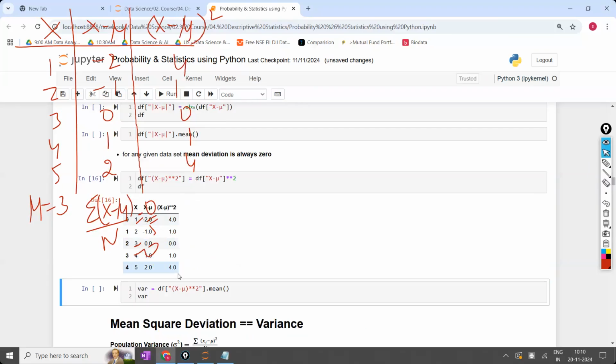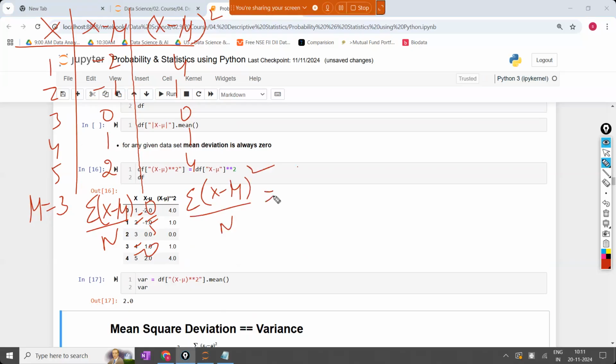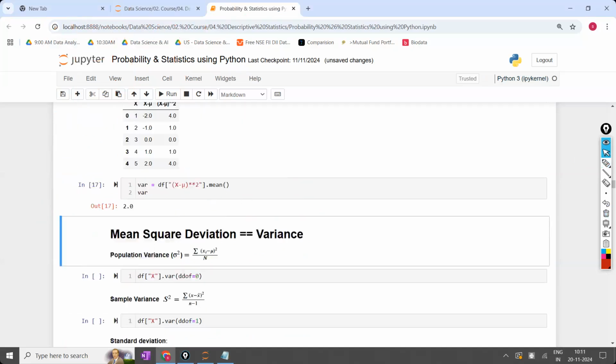Now, how to calculate the mean on this column? For the column you have created, you apply the dot mean. That is nothing but sigma of (x minus mu) whole square divided by n, which is 10 divided by 5, which is 2. So this mean square deviation is also called variance.